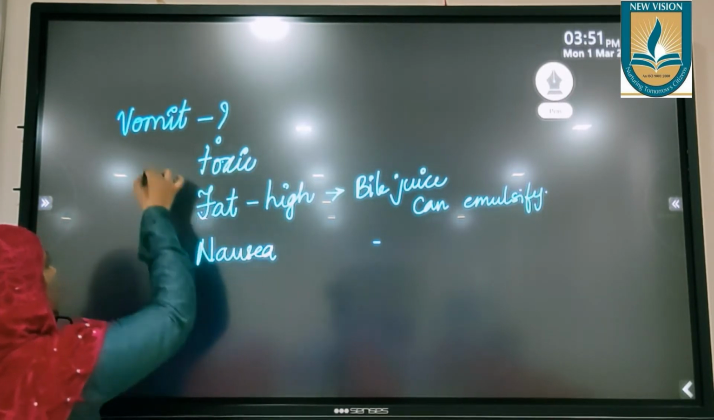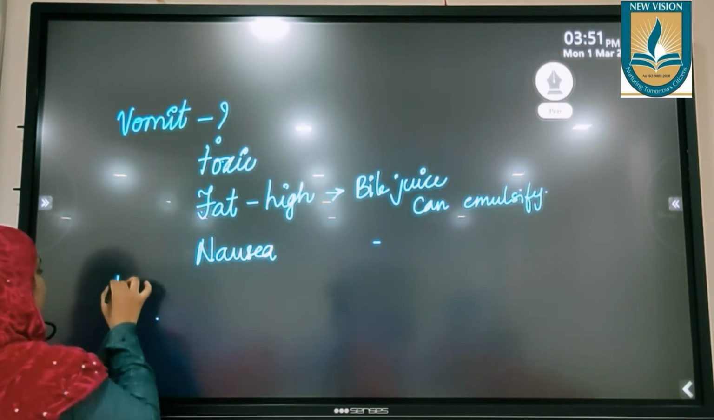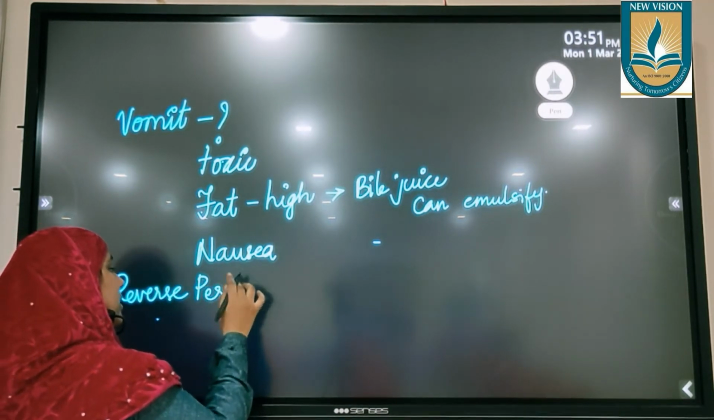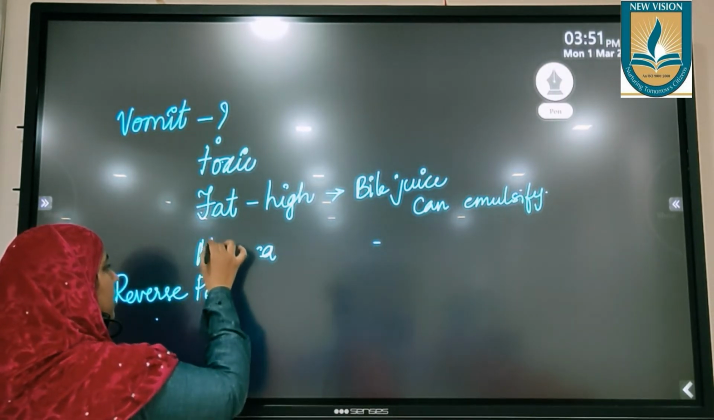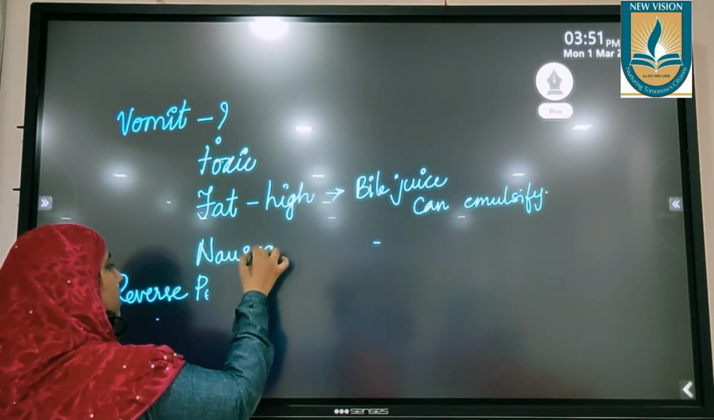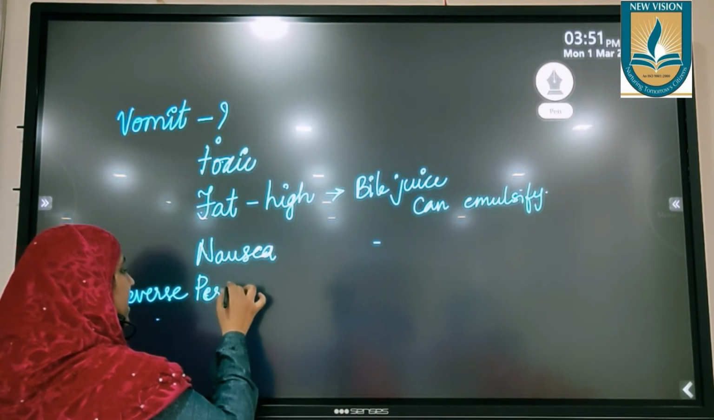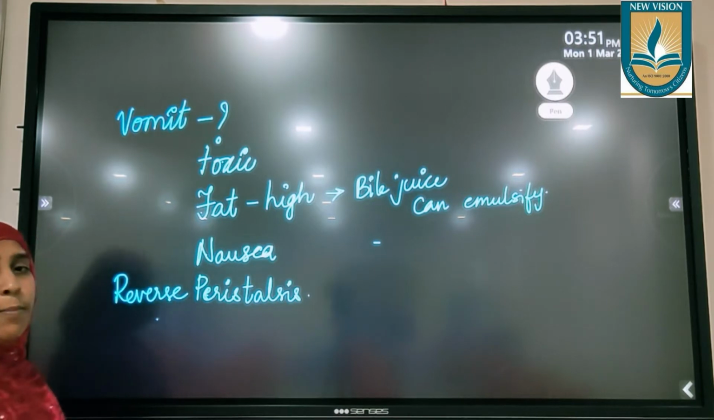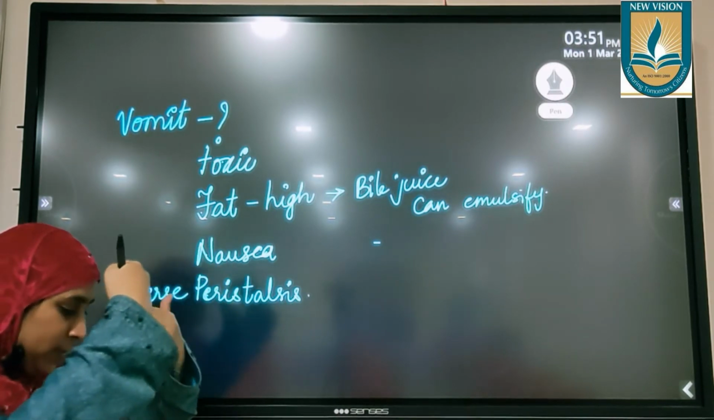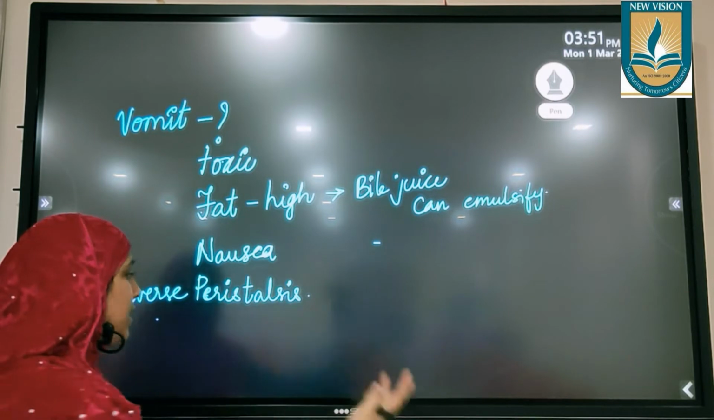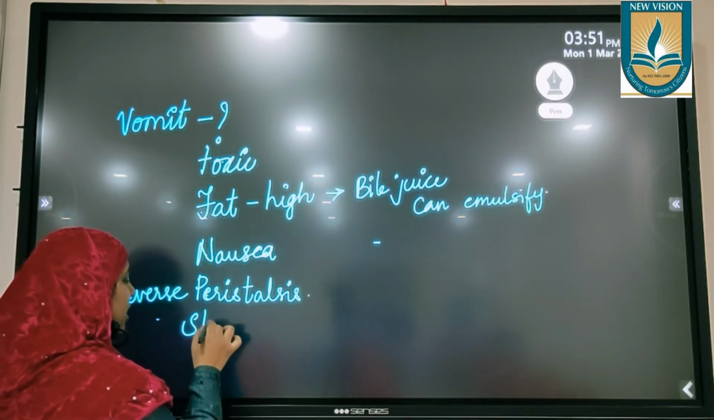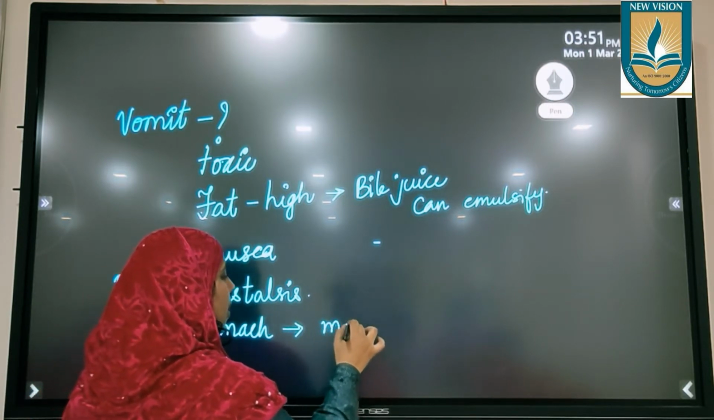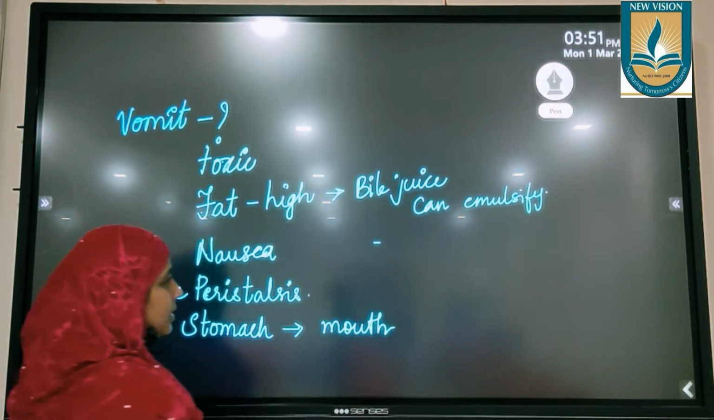This happens because of reverse peristalsis. Reverse peristalsis is the movement of food in the backward direction. Actually, food should go from this side to inside, but it starts in the reverse direction. It starts from the stomach region and ends up in the mouth region. Okay, this is reverse peristalsis.